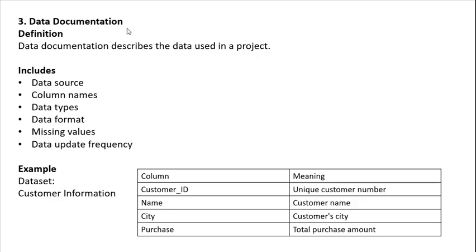Third is data documentation. Data documentation describes the data used in a project and includes data sources, column names, data types, data format, missing values and the data update frequency. An example dataset is customer information. First, the columns and their meanings: customer ID is a unique customer number, name is the customer's name, city is the customer's city, and purchase is the total purchase amount.